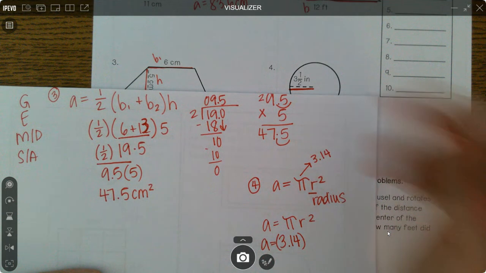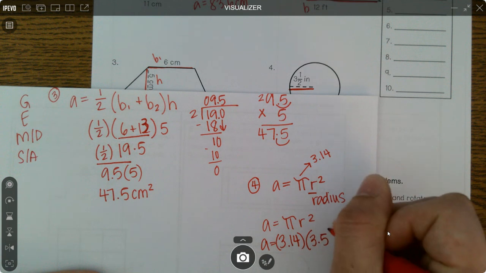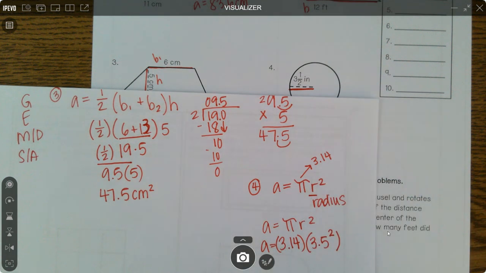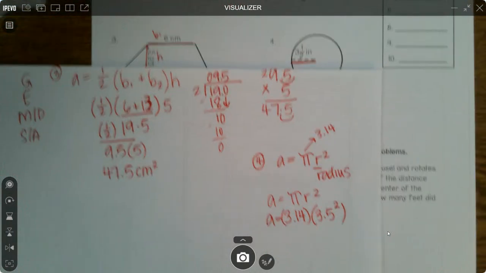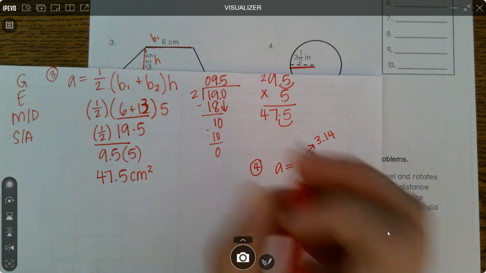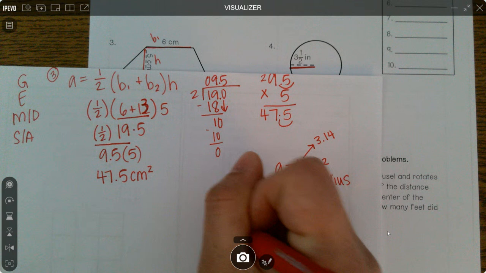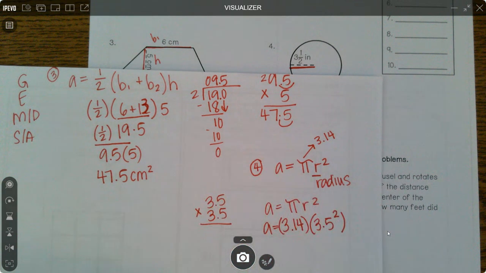And my radius is already actually given to me, 3.5 squared. And I'm squaring that 3.5. Okay, so what we would want to do first is set up our squared, and we know a squared is anything multiplied by itself. Okay, go ahead and solve this out.